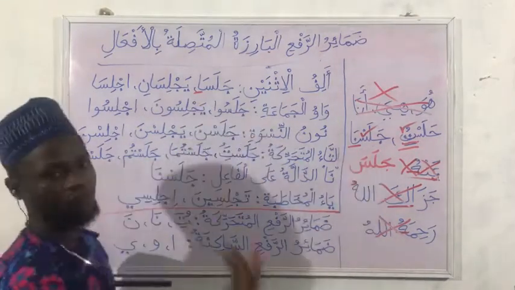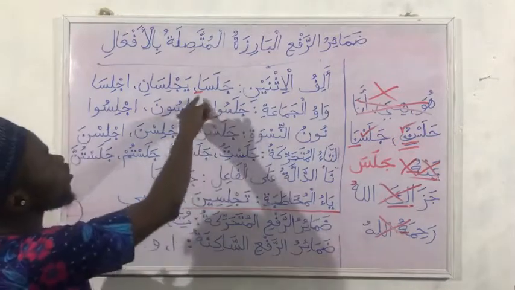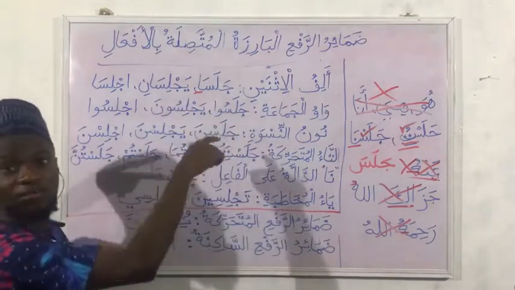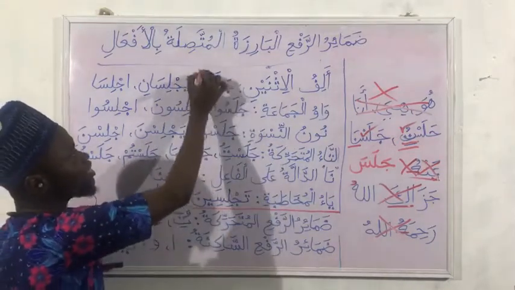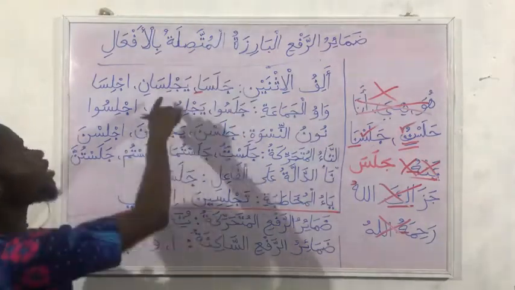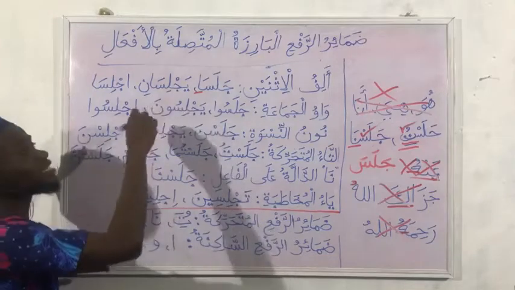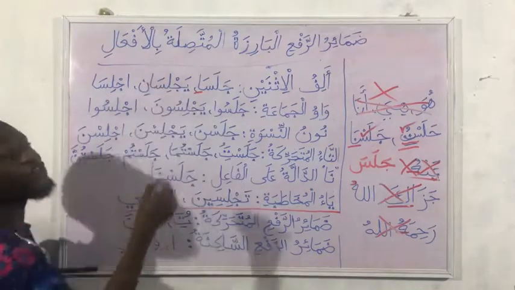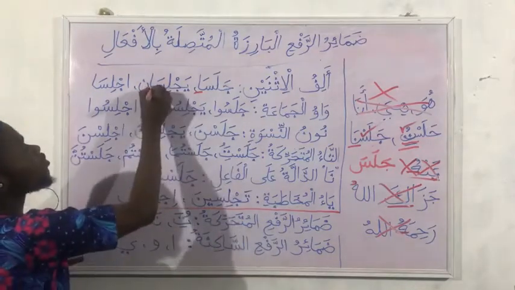Jalasa for alif al-isnain. So that is what? For madi. Obviously, this is a fi'l madi. So the alif is what? The alif al-isnain here. Jalasa. Then the next one we have what? Yajlisani. In yajlisani, which is a fi'l mudari.